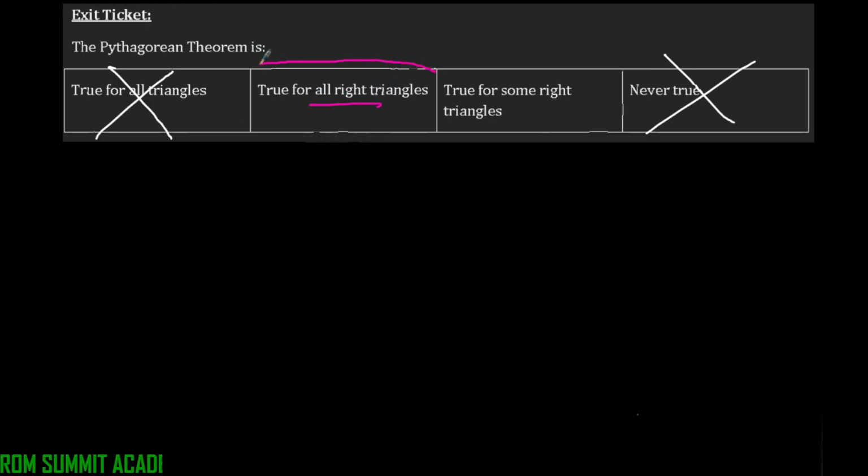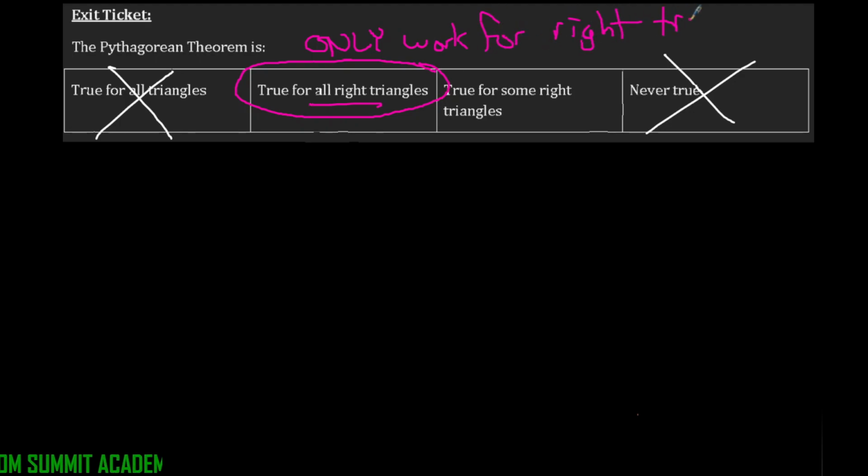So this is the one that you want to pick because it only works for right triangles. So again, make sure you can pause, rewind, replay as needed. Again, use that calculator or that square root list as needed.